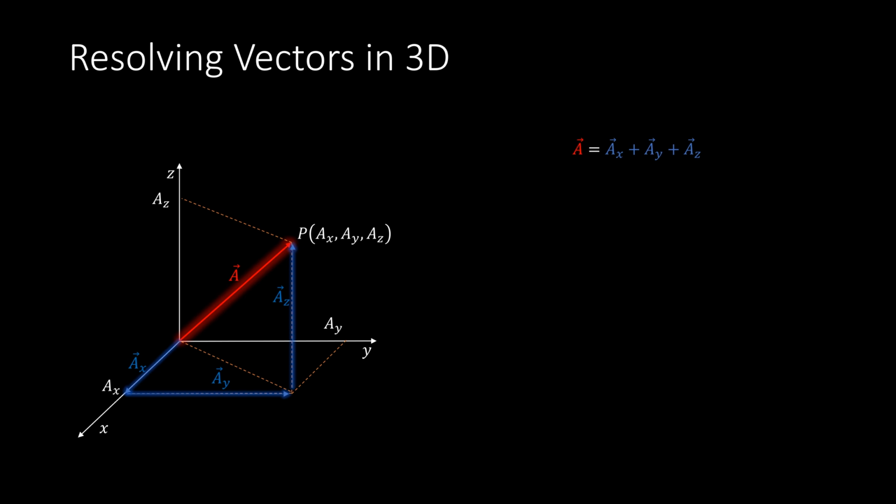Using the Pythagorean theorem, we can write an expression for the magnitude of vector A in terms of its components, like this.